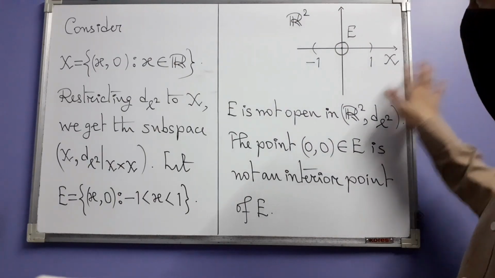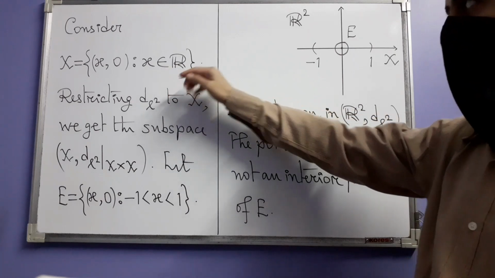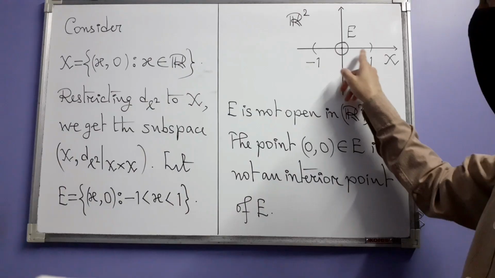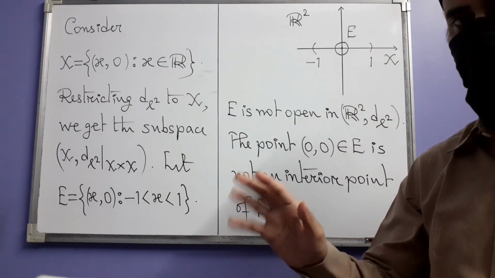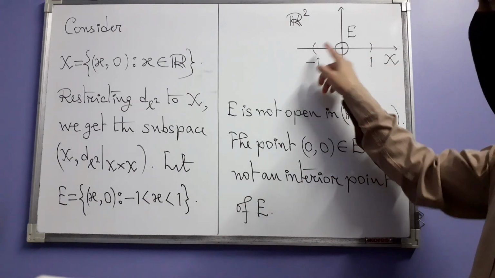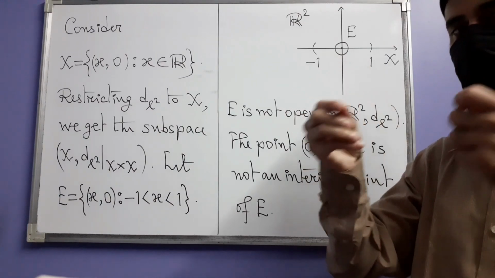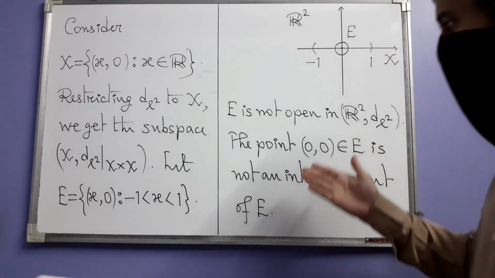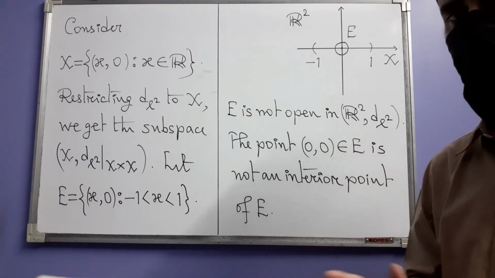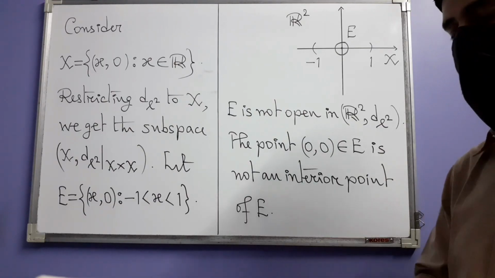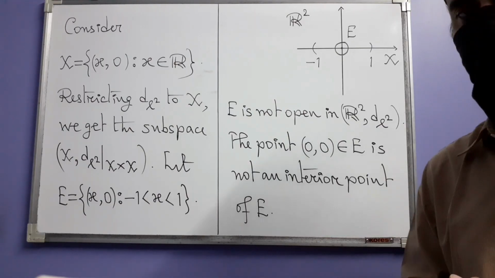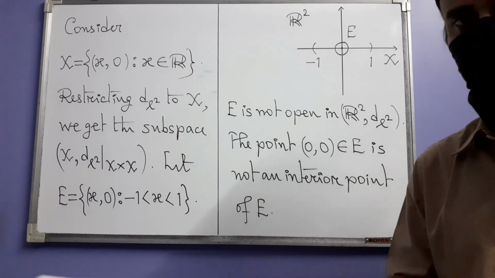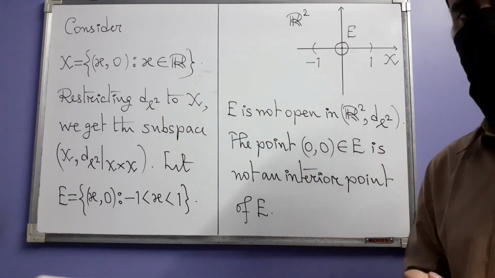R2 is our usual two-dimensional plane in which X is this x-axis and E is the line segment whose endpoints are -1 and 1, which themselves are not parts of E. So it's like a stick without its ends. Now I am declaring that (0, 0) is not an interior point of E, but suppose (0, 0) is an interior point of E. What does that mean? It means that I should be able to find a ball centered at (0, 0) which is entirely contained inside E.